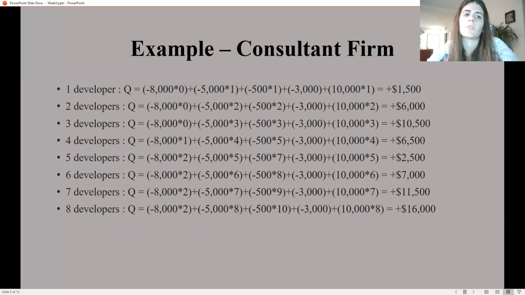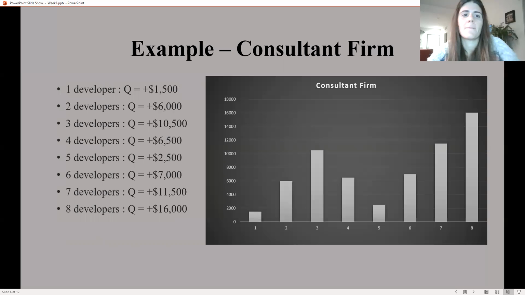For 2 developers working in this company, the outcome would be 6,000. For 3 developers, the outcome would be 10,000 and 1,500, and so forth. So the histogram shows the amount of revenue on the vertical axis according to the number of developers on the horizontal axis. As you can see, not always when you put in more input like labor are you going to have a higher outcome.